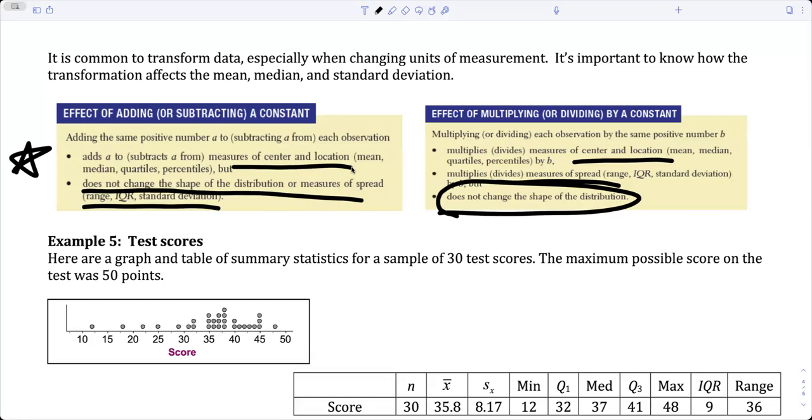So if we multiply or divide a distribution by a constant, it will change the center and the location. It will also change measures of spread: the range, the IQR, the standard deviation. However, it will not change the shape of the distribution. Okay, so let's look at an example.